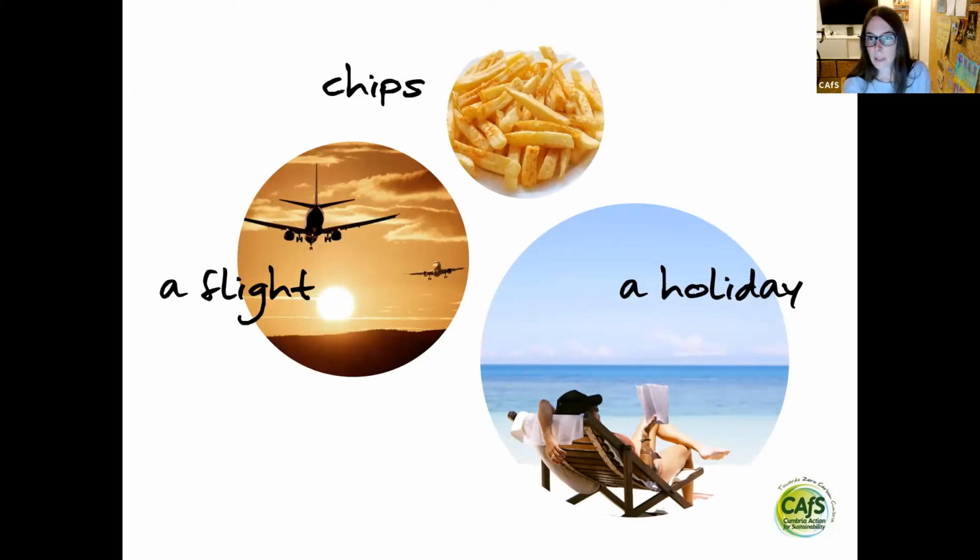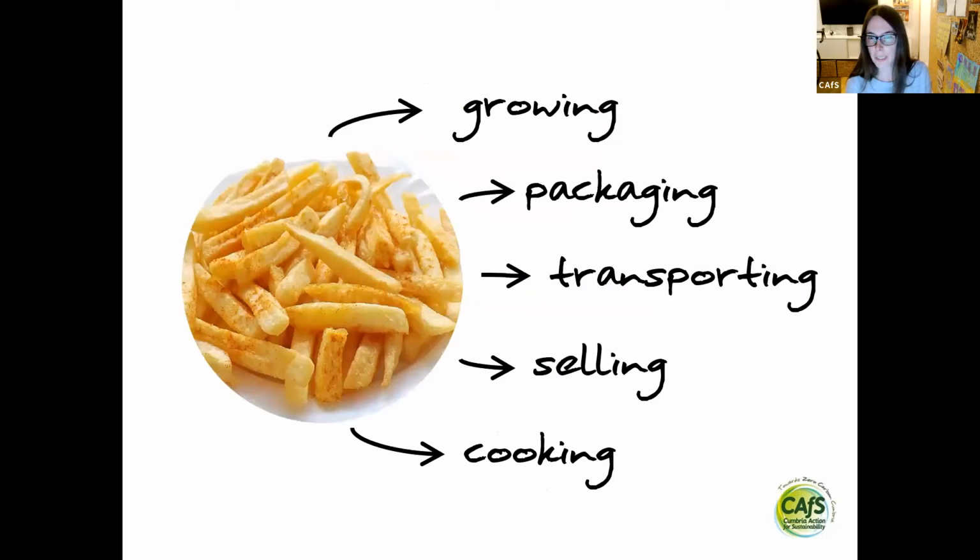So for example, you could measure the carbon footprint of a bowl of chips, or a flight, or a holiday. So just looking at each of these are some of the things that you might include in the footprint measurement if you wanted to go into detail. So for the chips, you'd have to think about the energy that was required and all of the agricultural process involved in growing the potatoes in the first place, and the emissions from the packaging, the transporting, selling the chips from the shops and all the emissions from the shops, and then cooking the chips in your home and the energy that took.